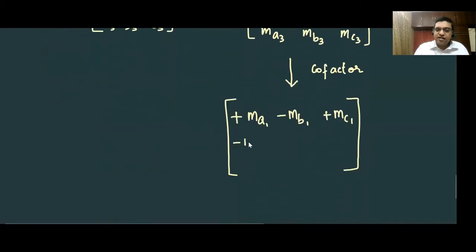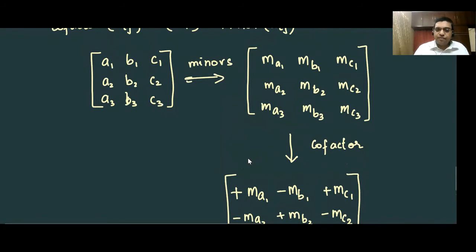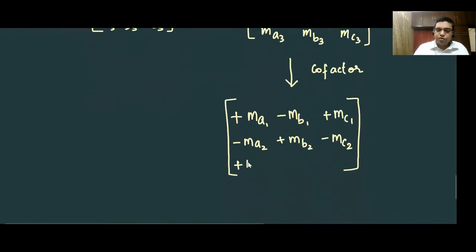Like that, second row, first column, minus 1 power 3, I get a minus sign, MA2. Next I get a plus sign, MB2. Next a minus sign, MC2. Next a plus sign, third row, first column, minus 1 power 4, MA3. Next I get a minus sign, MB3, plus MC3. So these are the cofactors of the elements.